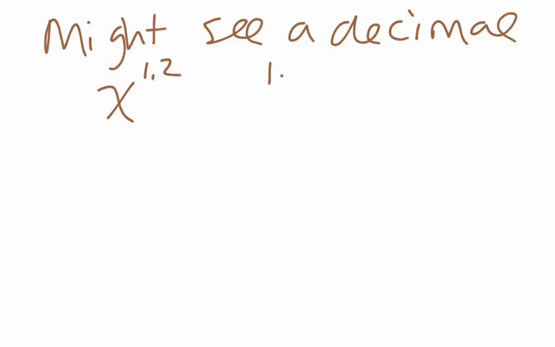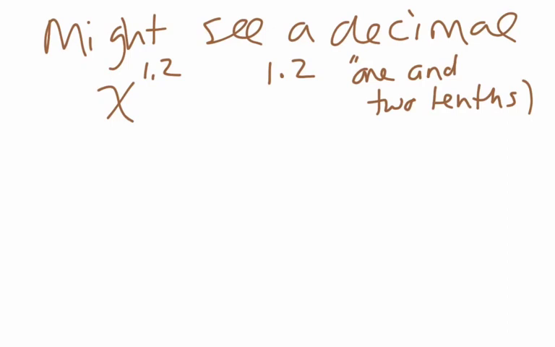Now, the way I like to process this is I like to go back to what that number is. That is 1 and 2/10. If you think way back to, I don't know, 4th grade or something, when you start learning decimals, 1 and 2/10.